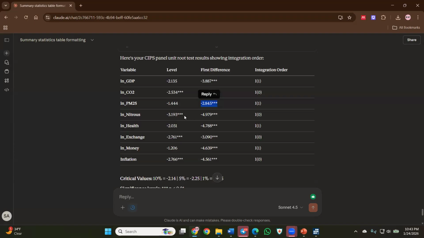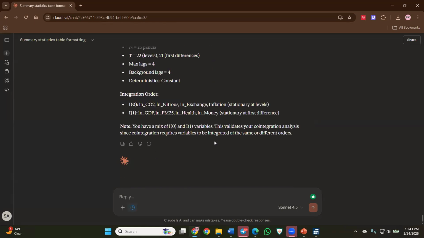Nitrous oxide was stationary at level, that is I0. So you can see that we have a mixed order. This is what we call the mixed order, and it influences the choice of model. We have a model which you can use for only I0s, a model that works with only I1s, and a model which works with a mixed order. So you are not just doing anything anyhow. It influences the choice of model, so you have to check models that work with mixed order.